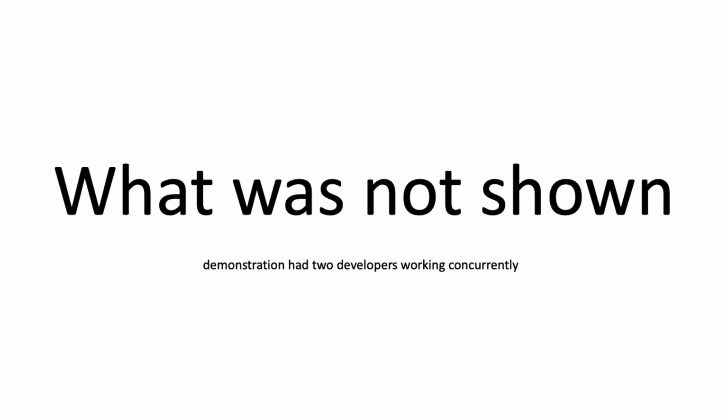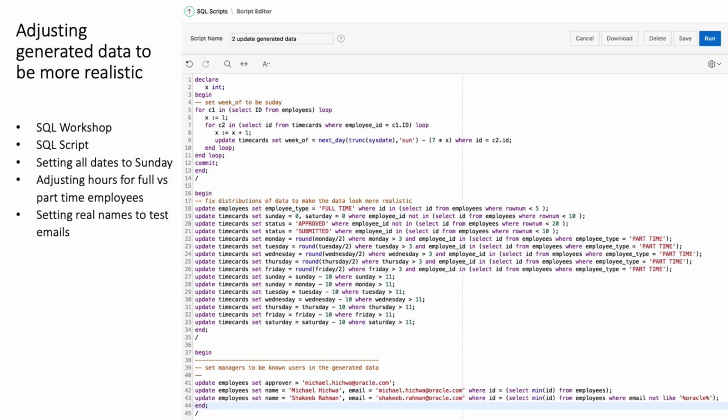I'd like to take a moment to talk about what was not shown in this demonstration. Now, there are 2 developers working concurrently during this demo. The first thing is that we adjusted the generated data to be more realistic. To do this, we created a new script in SQL Workshop which set all the dates to Sunday. We also adjusted the hours for full-time employees versus part-time employees. And finally, we set their names for their email addresses.